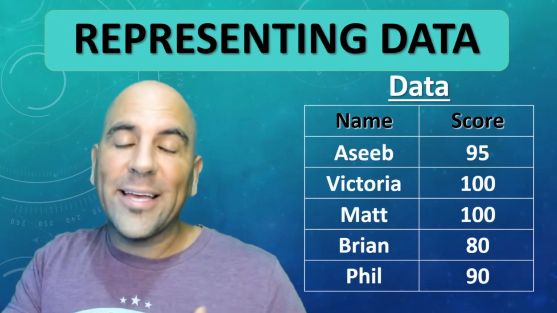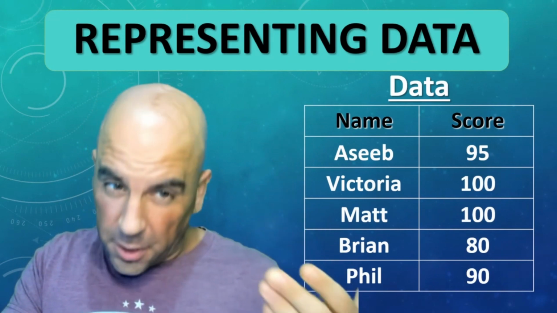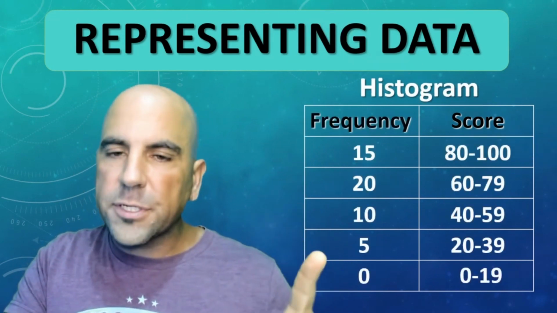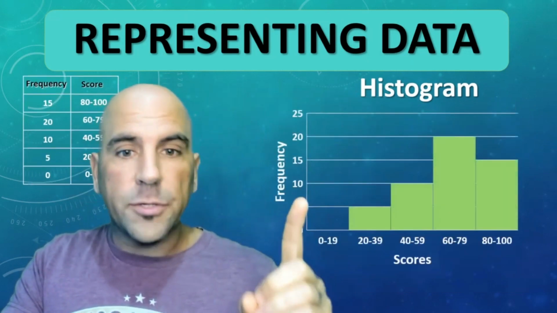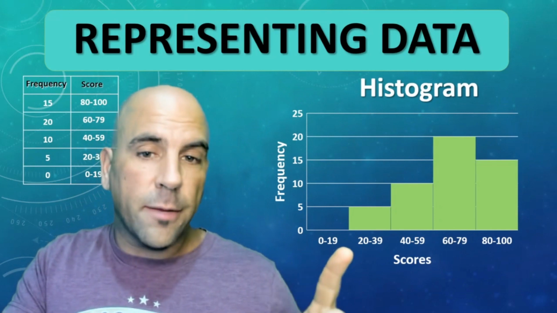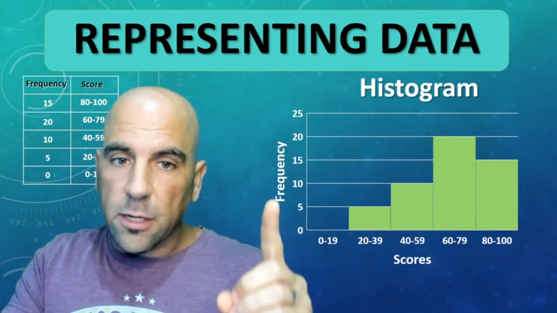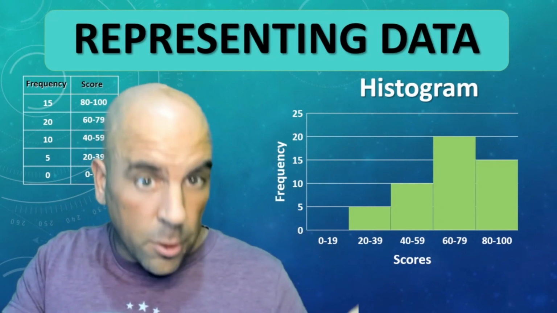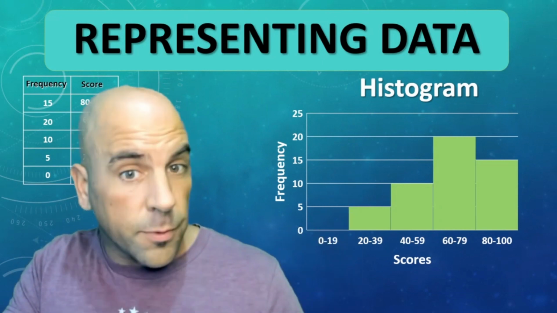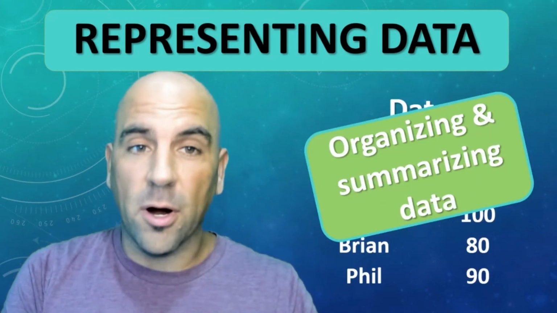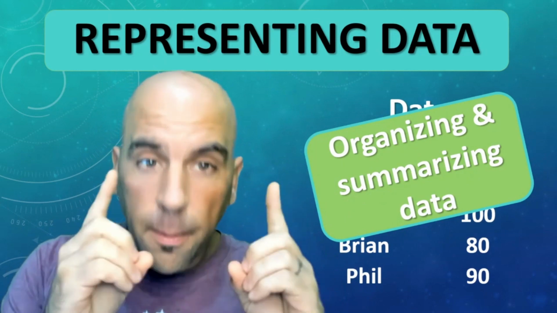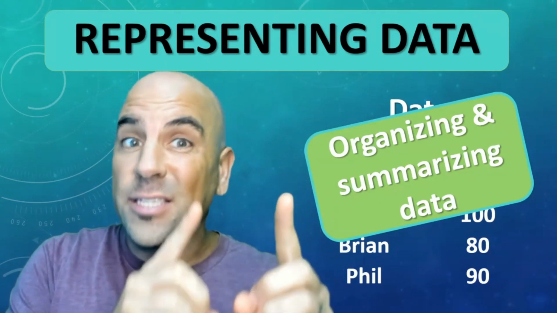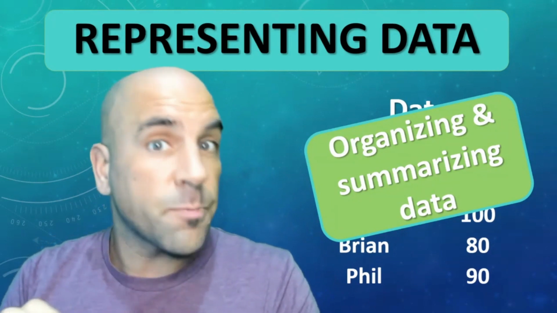Another way to show data is on a histogram, but we need the data to be a little different. We need the frequency of continuous data. Put this into a graph form. You see that our independent variable are the scores, and our frequency along the y-axis are the number of people or the frequency that score was achieved. Now remember, all of these representations I've shown you are all about organizing and summarizing the data in the best possible way.